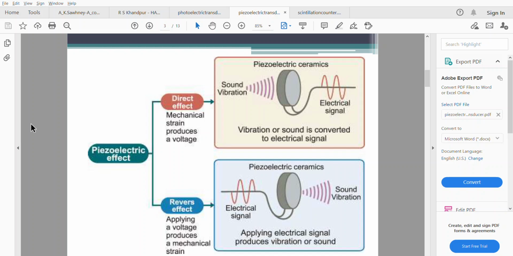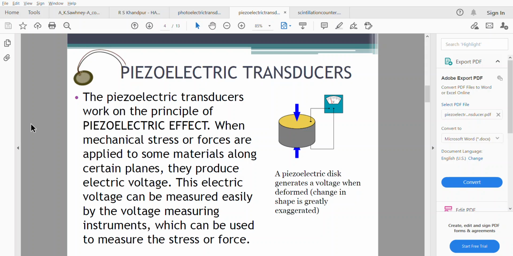So the vibration or sound converted to an electrical signal is called the piezoelectric effect. Applying an electric signal to produce vibration or sound is called the inverse piezoelectric effect. Piezoelectric transducers work on this principle. For example, this is a disc. When a normal force is applied to this disc, this force or weight, it can be a weighing scale, when the weight falls, it shows a corresponding change in the electric charge produced across this disc, and it can be measured with a voltmeter.